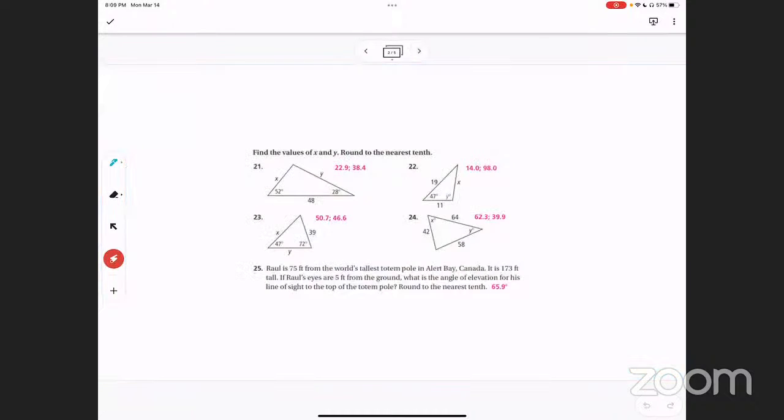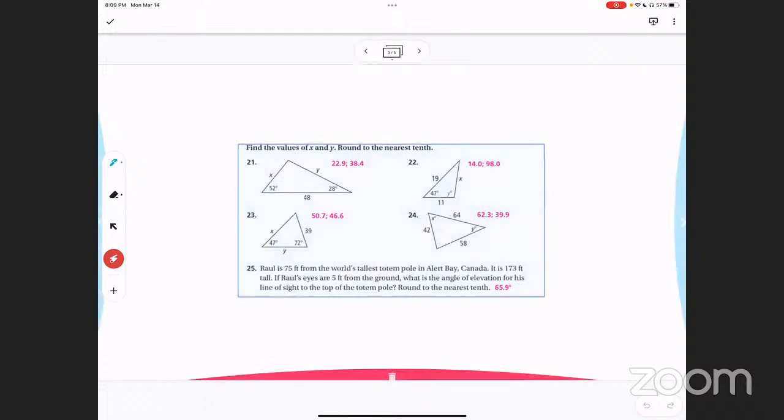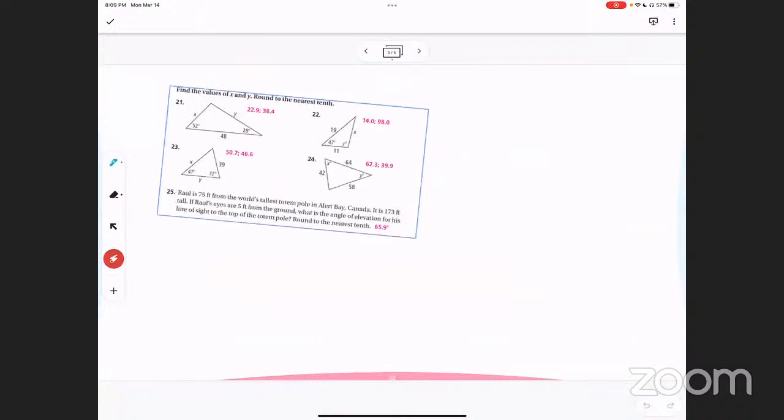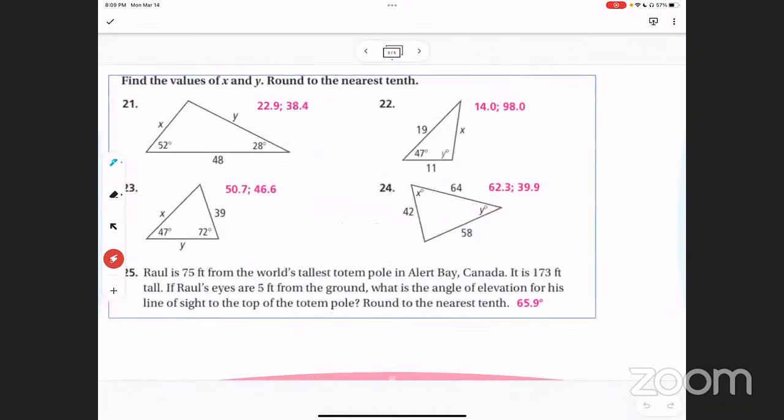Okay. We don't need to necessarily do all of these problems. Maybe just do the first two or something. I think we can probably get through most of them. Find the values of x and round to the nearest tenth. All right, so we have the answers. Nice. I like how you got that.